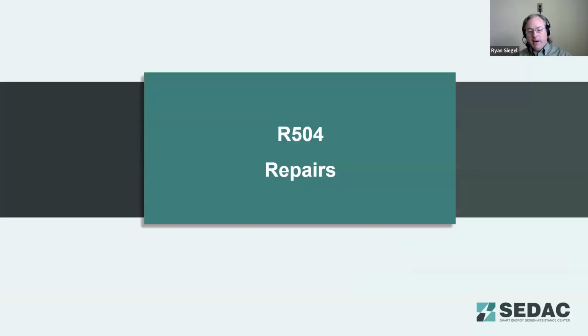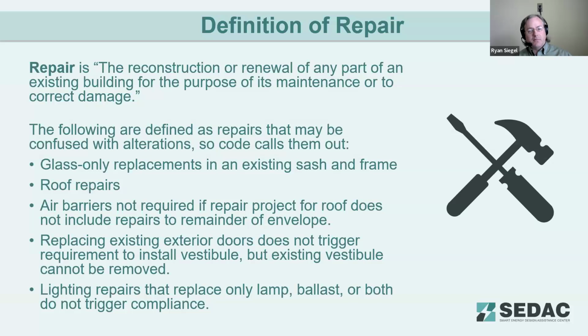As far as repairs, we're moving into repairs. So now that we've touched on additions and alterations, now recognizing what is a repair. Mentioned earlier, the purpose is to maintain or to correct damage. Code again also calls out the following items are defined as a repair. So even if these were to require a building permit for your jurisdiction, the code is calling out that this is classified as a repair.